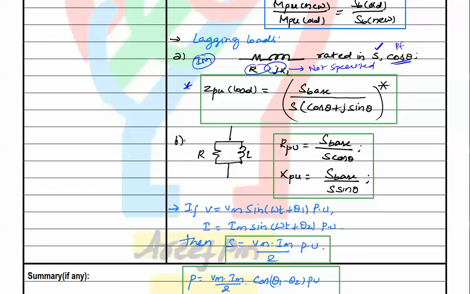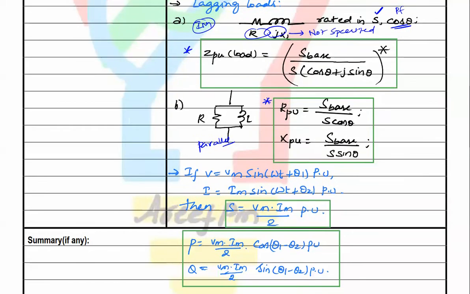So check this one. Suppose the RL loads are in parallel. Parallel load means R per unit is equal to S base divided by S into cos theta, and X per unit is equal to S base into sin theta. So this is a formula that we are going to use.